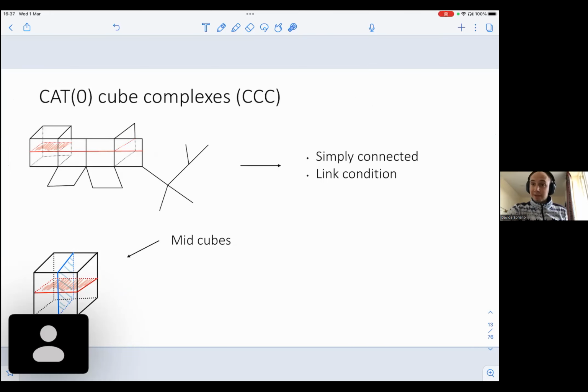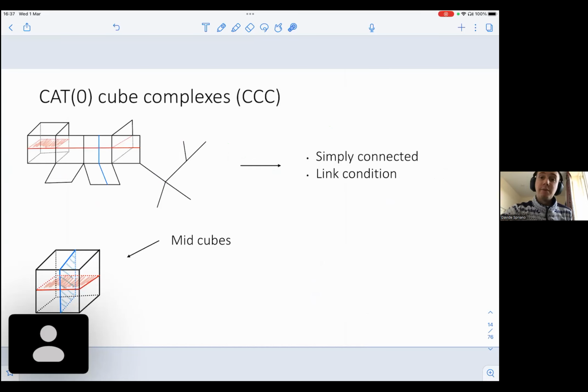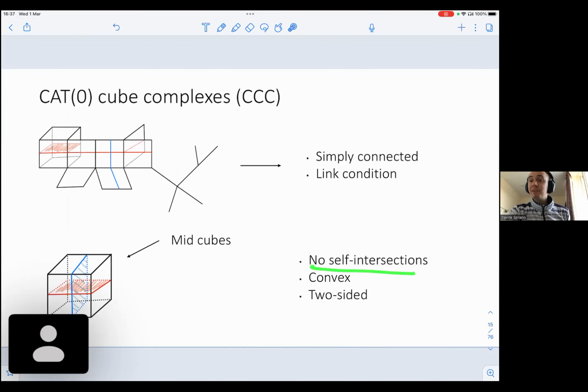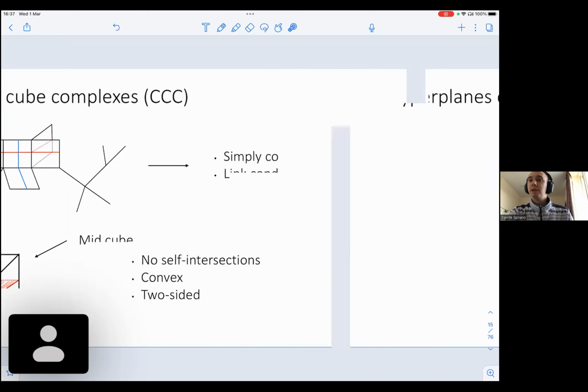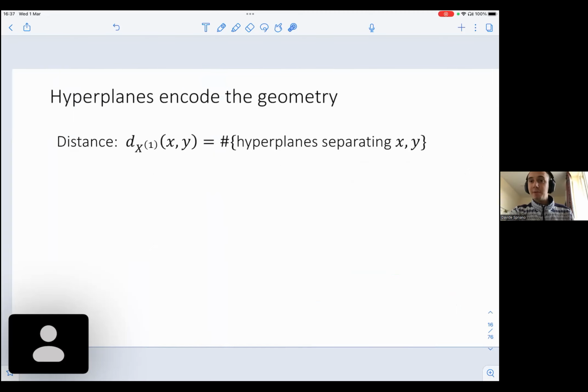I can always define them, but if I have those two conditions, the hyperplanes, oh sorry, here there is another example. I was saying if I have those two conditions, the hyperplanes have no self-intersection, they are convex, and they are two-sided. That is to say, they cut the space in two. Right, and this is very good because hyperplanes encode the geometry. So let's make an example.